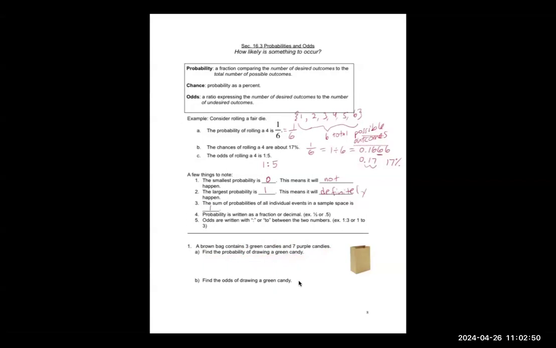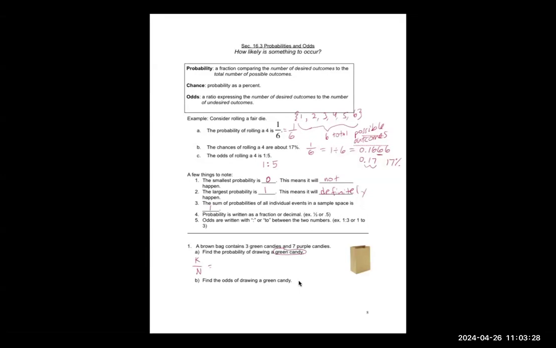So I'm going to do it in fraction form. It's going to be K over N, where K is the number of ways that I can get a green candy, because the desired event is a green candy, right? And N is the total number of possible things that could happen when I put my hand in the bag and pull something out. What are all the different types of candies it could be?